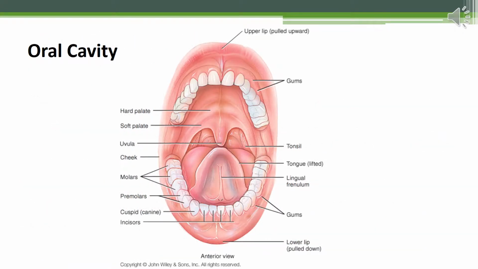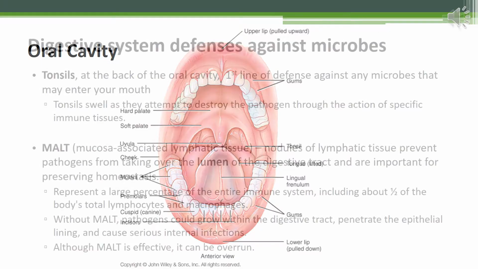Here's an anterior view of the mouth, and you can clearly see how all of the teeth are arranged in the mouth. You can also see where the uvula and tonsils are positioned. And we're going to talk about these two structures in a moment.